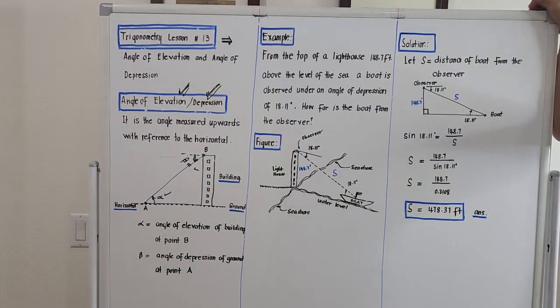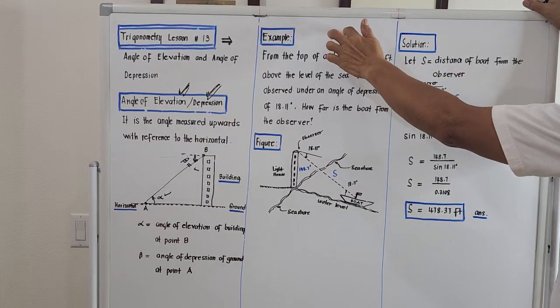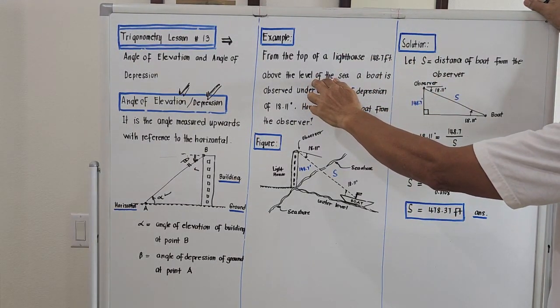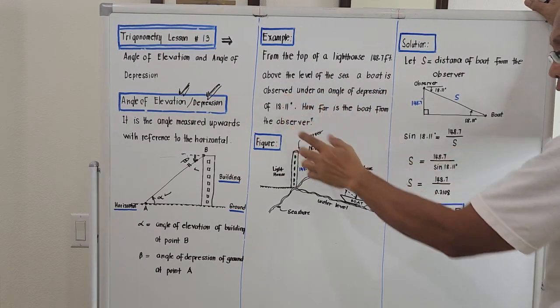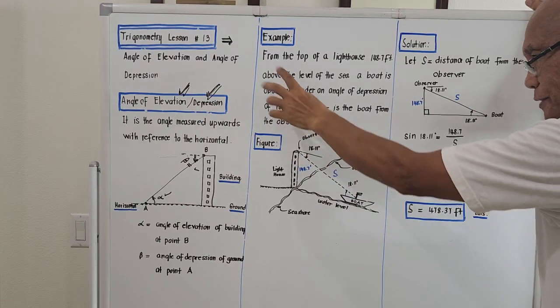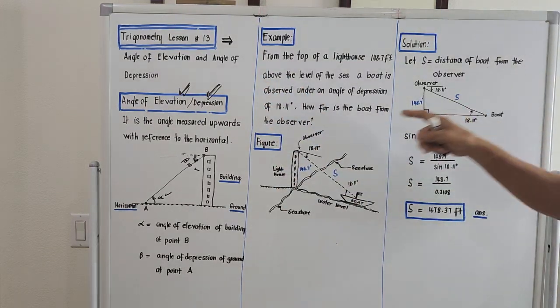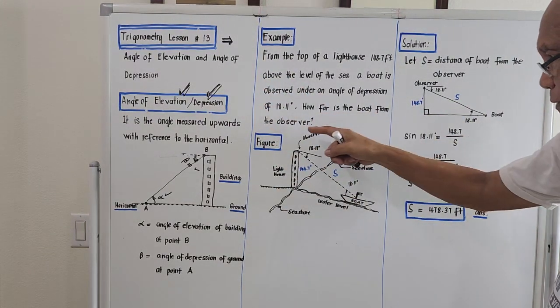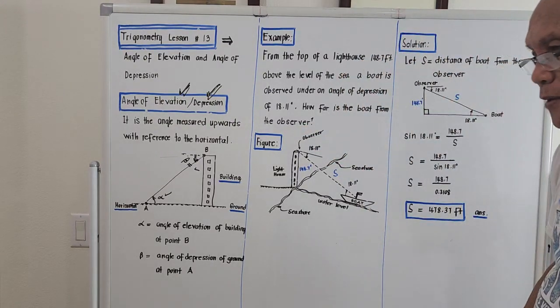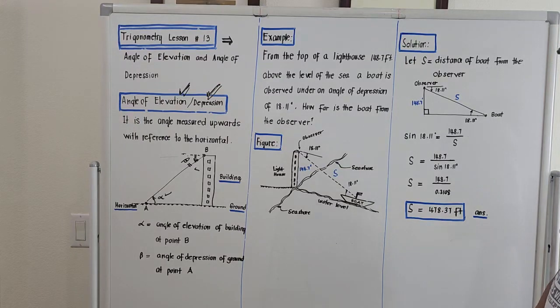Right. From the top of a lighthouse, 148.7 feet above sea level, a boat is observed under an angle of depression of 18.11 degrees. How far is the boat from the observer? Okay, upon reading the verbal problem, at least you could visualize now what will be the required figure.